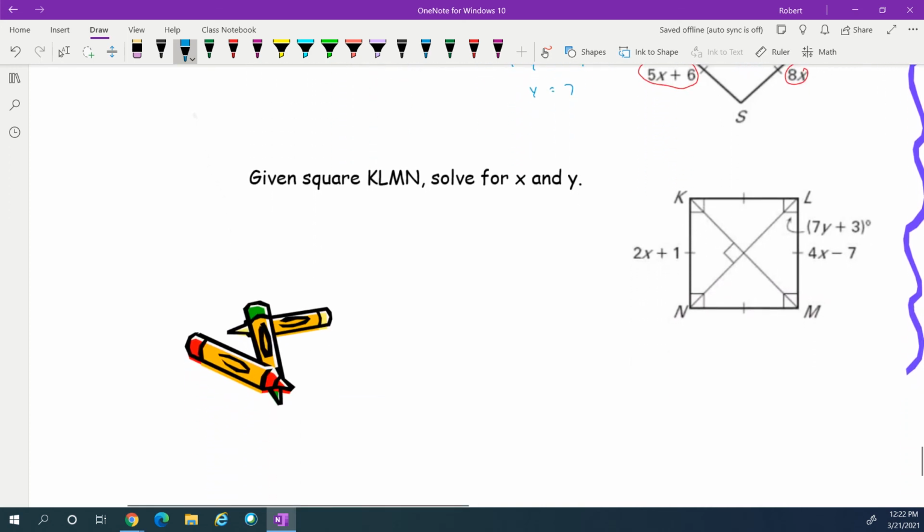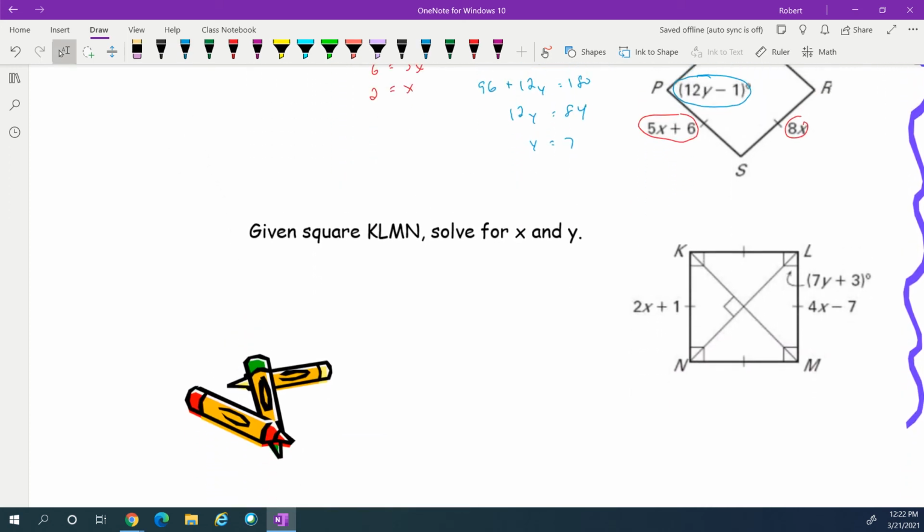Looking at our final question here, we're working with a square. And again, we're solving for x and y. So let's start with x. Look at the parts that have an x. They are the opposite sides. The picture's already marked, but we also know in all parallelograms, the opposite sides are congruent. So 2x plus 1 equals 4x minus 7. That's 2x, 8, and x equals 4. In a square, all four sides are congruent. So now we can plug it in and we can get KL and NM. They're all 9.